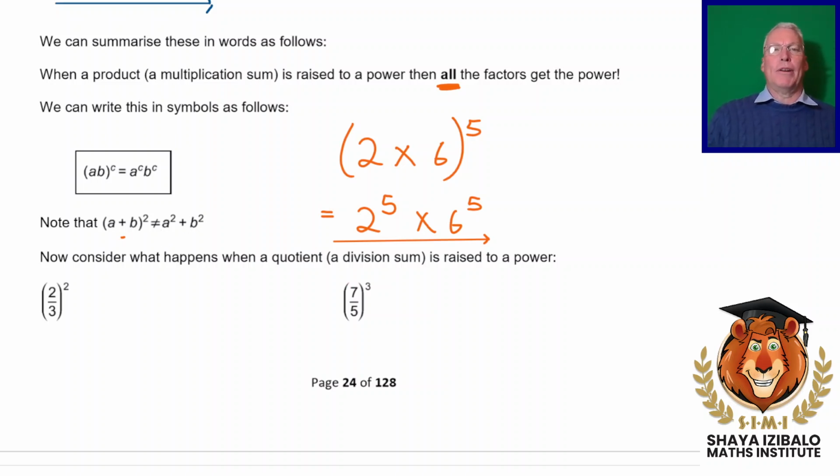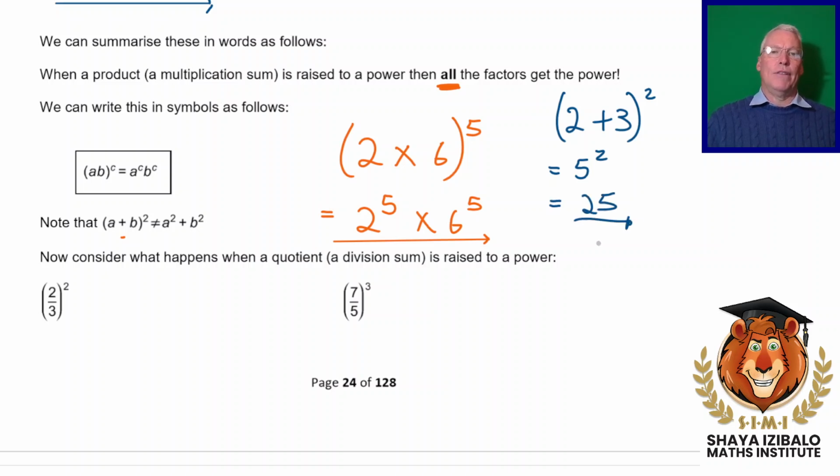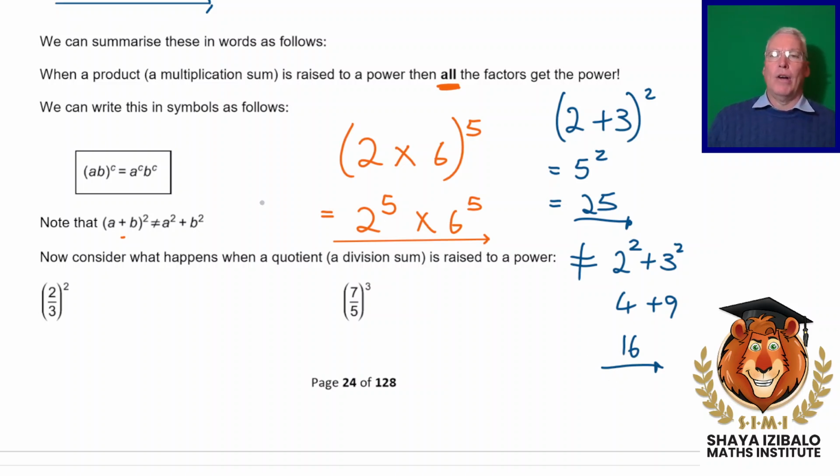Okay, I'm going to just demonstrate that too. For example, if we've got 2 plus 3 and we square that, 2 plus 3 is 5. 5 squared is 25. This is not the same as 2 squared plus 3 squared. 2 squared is 4, 3 squared is 9, 4 plus 9 is 13. Okay, not the same. Right, so our new rule is talking about products raised to a power.